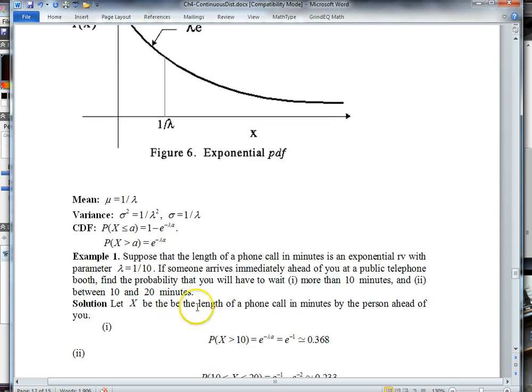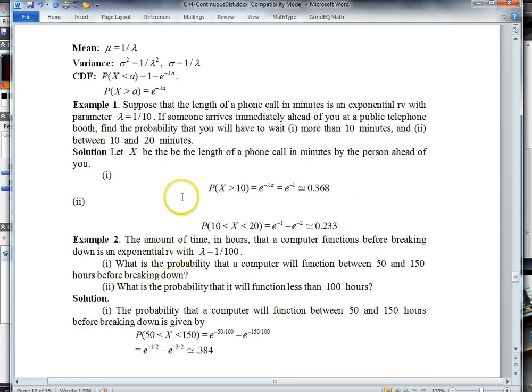Let me go over one of these two examples. I want to go over example 2, since the first one talks about a phone booth, a little bit old. Everybody has a cell phone now. So suppose the amount of time in hours that a computer functions before breaking down is an exponential distribution with lambda 1 over 100. That means the mean is 100, which means this computer works about 100 hours before it breaks down. What's the probability that the computer will function between 50 and 150 hours before breaking down?